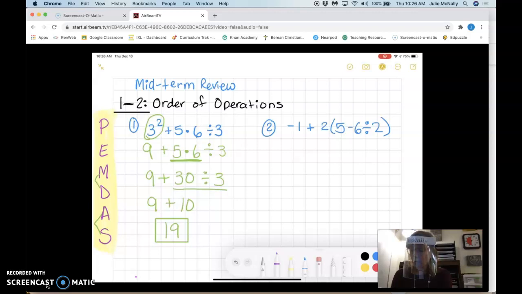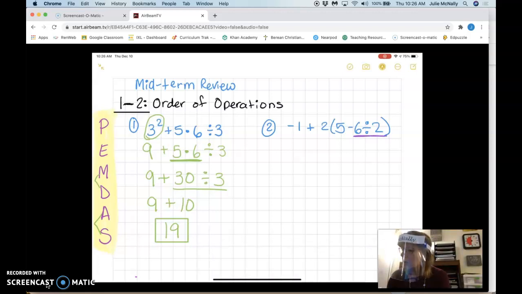No, parentheses first, exponents next, multiply, divide. So multiplication or division is going to be the first thing I do. So 6 divided by 2 is? What is 6 divided by 2? 3. I'm just going to cross this off and write a 3 up there.